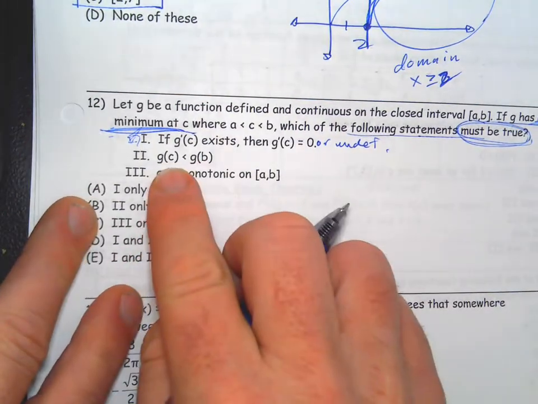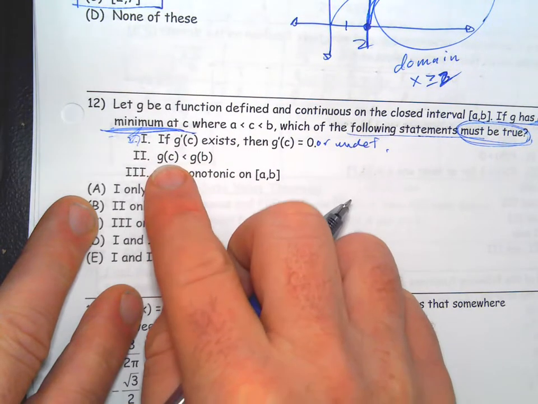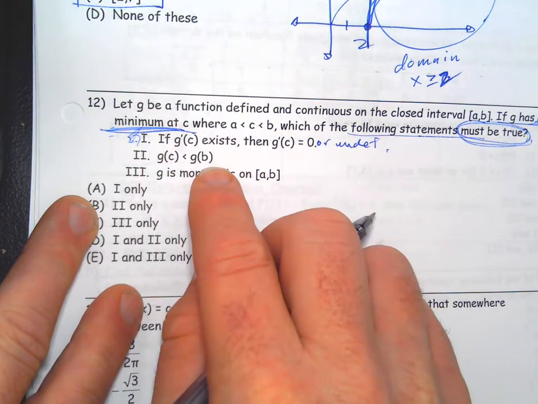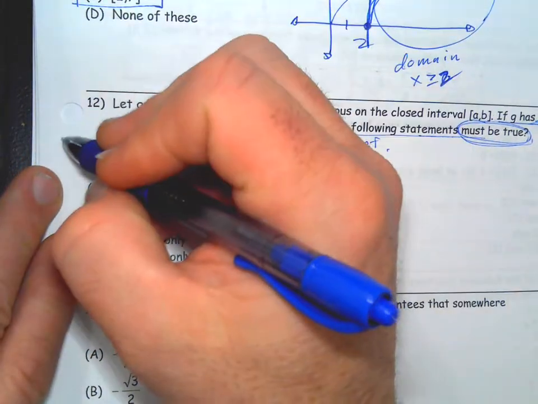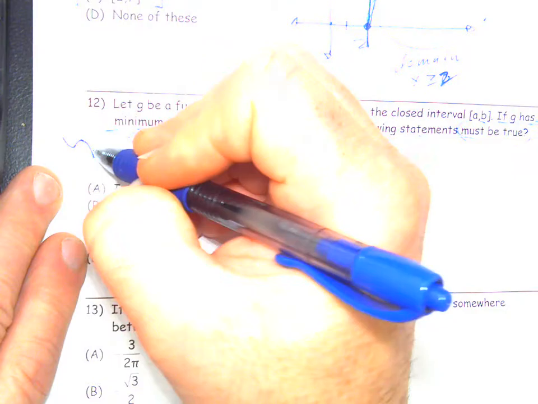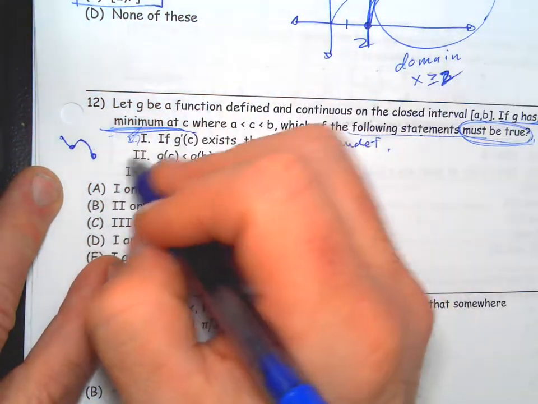This says that g(c) has to be lower than g(b). Does the relative minimum have to be lower than the edge? No. I can draw all kinds of pictures. I mean, you have a relative minimum, and then the edge is even lower, right? So that one's out.